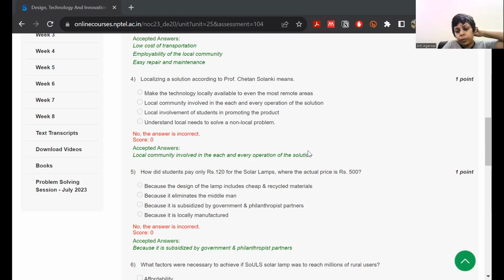So if the product is being produced locally also, and the local community is involved in that part, then we can actually say that it is localized. The solution itself is localized, so the second option, where the local community is involved in each and every step of the solution, is the correct answer.